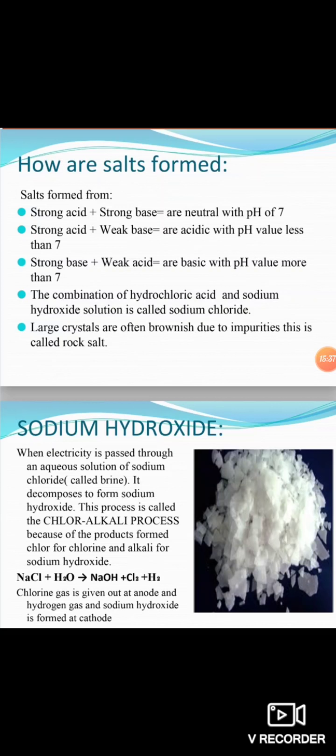When a strong acid reacts with a weak base, it is acidic and its pH value is less than 7. When a strong base reacts with a weak acid, it is basic and its pH value is more than 7. Why is it basic? Because its pH value is more than 7.